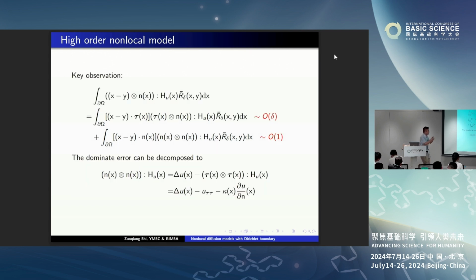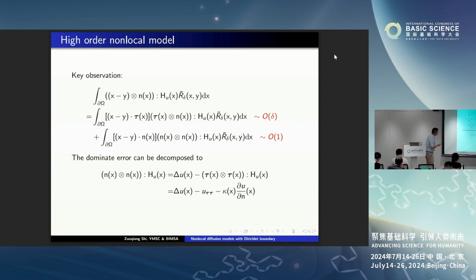The idea is to decompose this boundary term into normal direction and tangential direction. We can decompose this vector x minus y into normal direction and tangential direction. This tangential term is actually small, because in the tangential direction there is some cancellation in this integral, and actually this term is of the order of delta. The normal term is order 1. Then we need to handle this normal term.